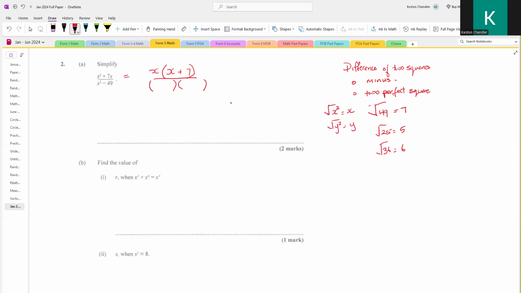In one bracket, we're going to put a minus sign, the other we're going to put a positive sign. And then we're going to find the square root of these perfect squares. The square root of x squared is x. The square root of 49 is 7. And you're repeating that in both brackets. That's how you factorize a difference of two squares. Give me a thumbs up if you understand that.